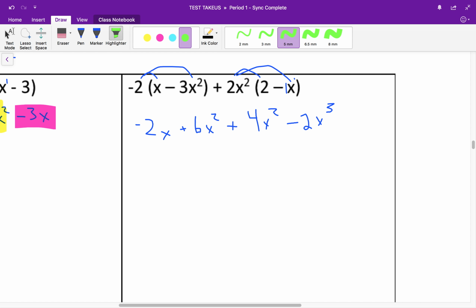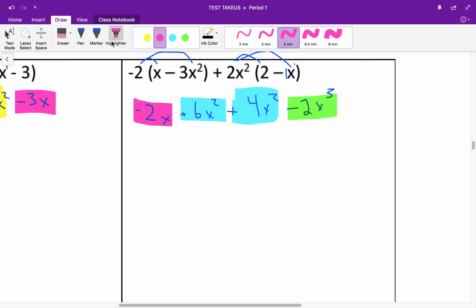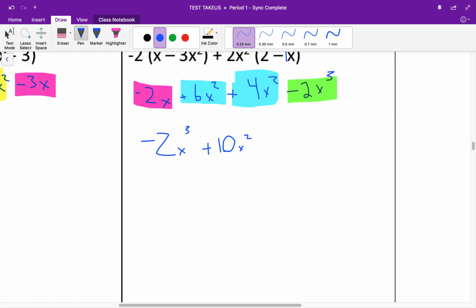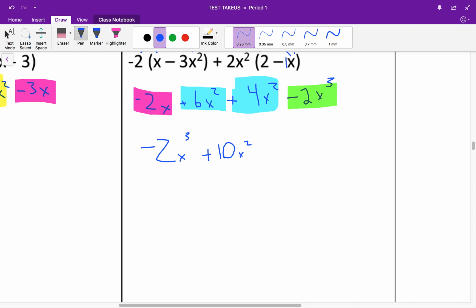Let's highlight our, I always like to start with the highest exponent. So we're going to go here first, then here with our squares, and then here. Pen, and here we go. So I'm going to have negative 2x cubed. I like to start with the highest one and work my way down. Plus 10x squared minus 2x.